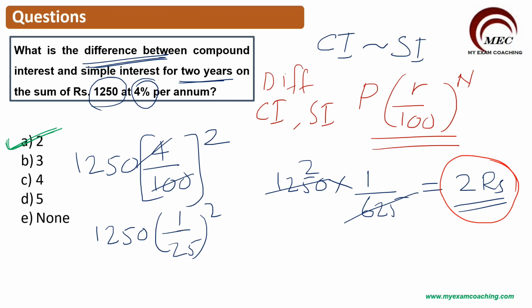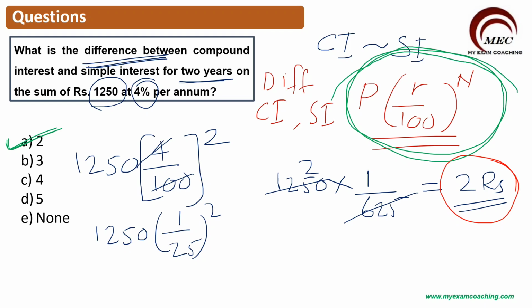So understand this very clearly. This is the formula, the difference between compound interest and simple interest. The difference is given by P into R by 100 power n. P is the principal amount, R is the rate of interest, and n is the number of years it is deposited. Here P is 1250 and R is 4%, N is 2 years. So put it in the formula, you can find out the difference between compound interest and simple interest.